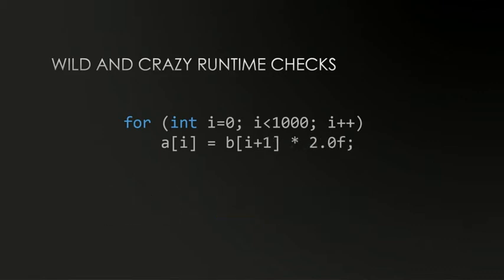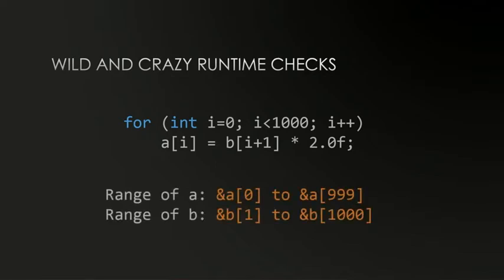What about this one? I've changed it just a little bit: A sub I equals B sub I plus 1 times 2. This one's slightly more interesting. The range of A goes from 0 to 999. B doesn't go from 0 to 999. It goes from B sub 1 to B sub 1000. If we emit the runtime check that compares A sub 0 through A sub 999 to B sub 0 through B sub 999, we're actually generating wrong code. It's possible that they overlap on that last element where you're accessing B sub 1000. In this case, this is the runtime check that we have to emit. That plus 1 inside of B has changed the range of accesses of B that we have to check against. All right, next.